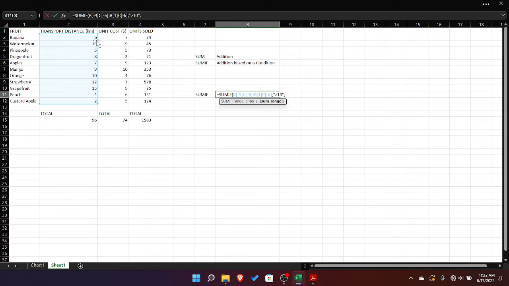Okay, and then I'll say units sold. So what is the revenue I get from the fruits which have a transport distance of more than 10? So we had to go very far. That's pretty easy to understand. And so it shows 658. So how did it get 658?